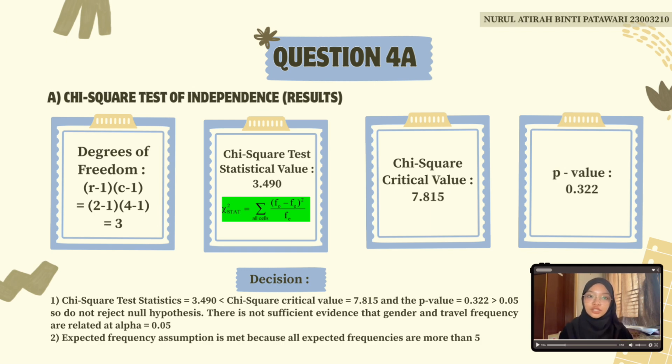So the final decision would be to not reject the null hypothesis. This means there is no statistically significant association between gender and travel frequency in our dataset. Also, we can conclude that the expected frequency assumption is met because all expected frequencies are more than 5.